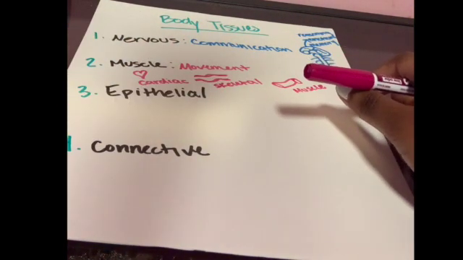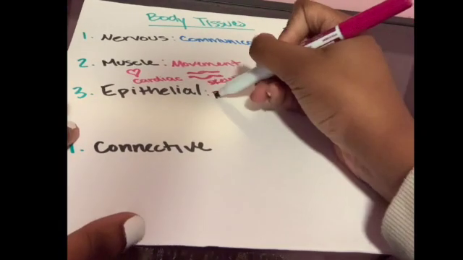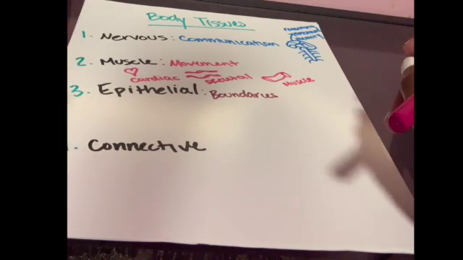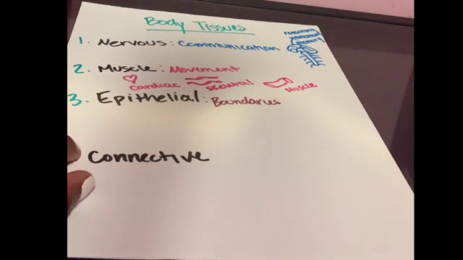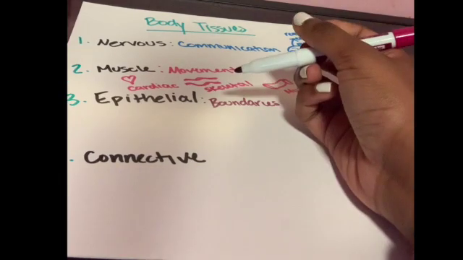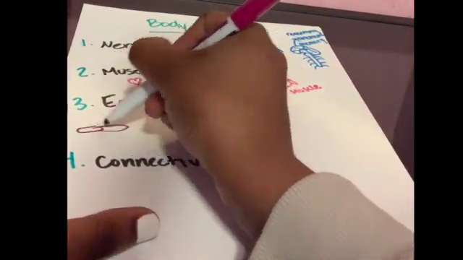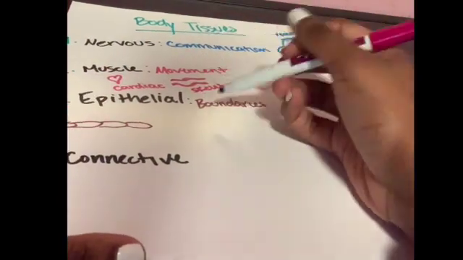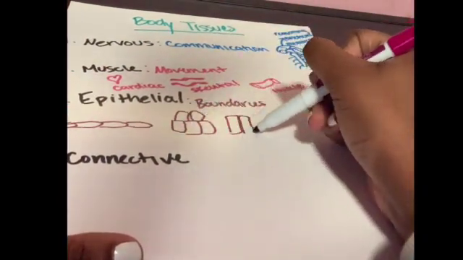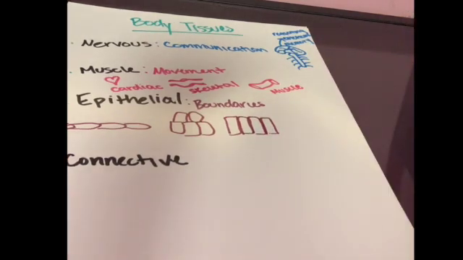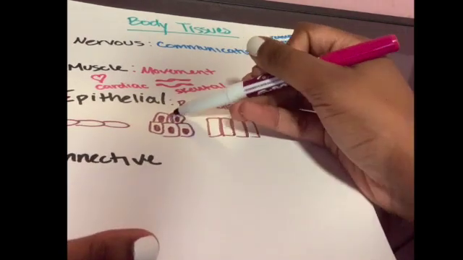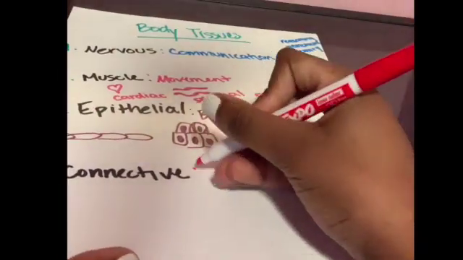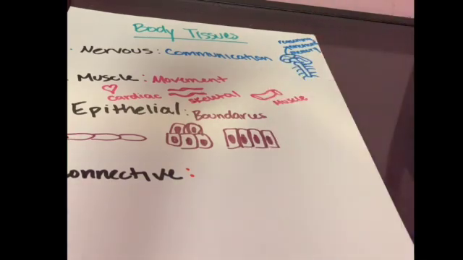And then for epithelial, I would label it as boundaries, because as we discussed in the video, epithelial tissue, its function is to cover surfaces of the body exposed to the outside. And for the picture underneath, I would draw the different types of epithelial tissues that we discussed. So it would be simple squamous, simple cuboidal, simple columnar, stratified squamous, stratified columnar, and stratified cuboidal. So I'll just draw those epithelial types underneath epithelial so I could get myself to remember those.